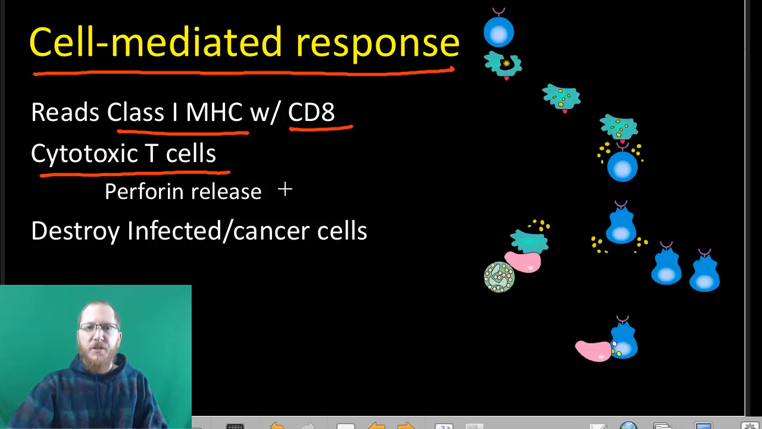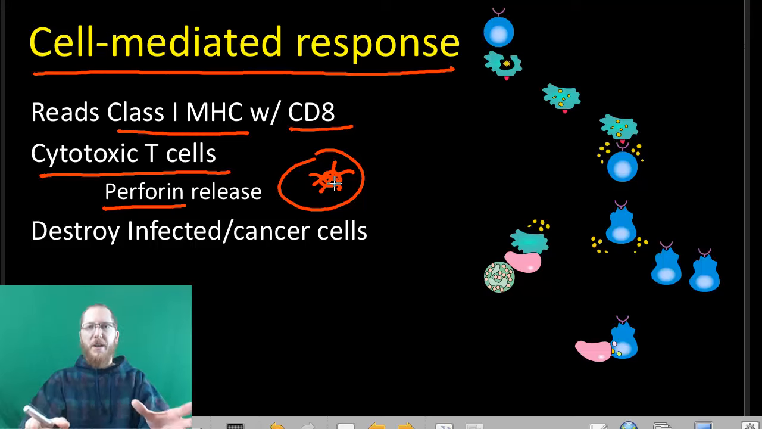And these are the killers that go around using this protein perforin, as we said, that will essentially, in a cell, form a ring of proteins that then allows the insides to spill out. So it perforates it, makes a hole in it. So these guys will go through poking holes in it.